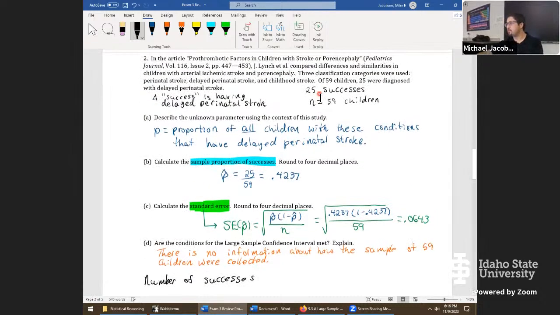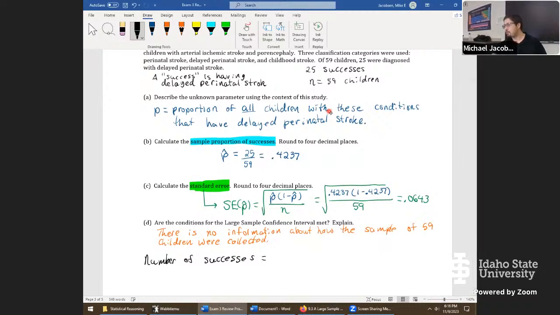Now, this problem just gave us the number of successes as 25, so we don't have to do any formula to calculate it. We'll just cite it. Number of successes equals 25, which is greater than or equal to 10. That's always a strange statement, but that's the benchmark we wanted, so we met that.